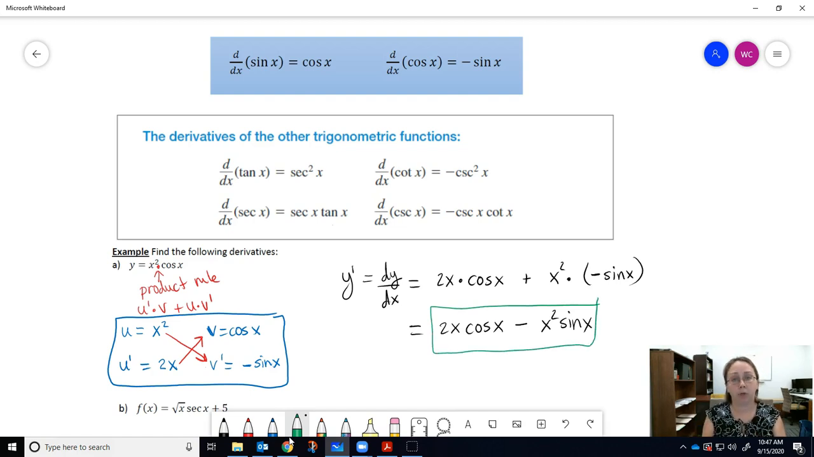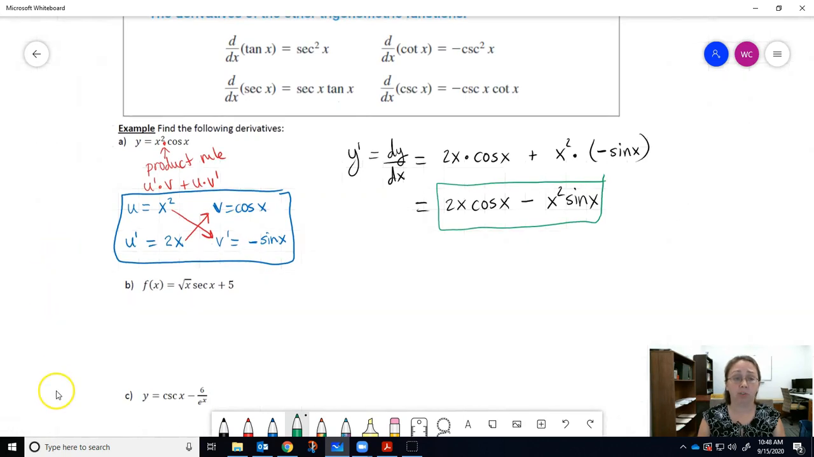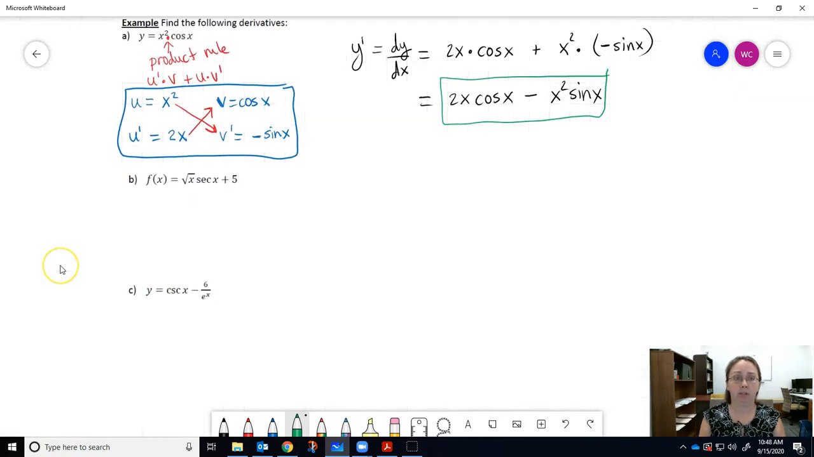So notice trig was involved, but it was a very small part of the problem. Okay, it can also be a bigger part of the problem. It depends on where it's at. So as we go through more and more rules, you'll see how trig can play a bigger role in each problem. All right, so here's another one.